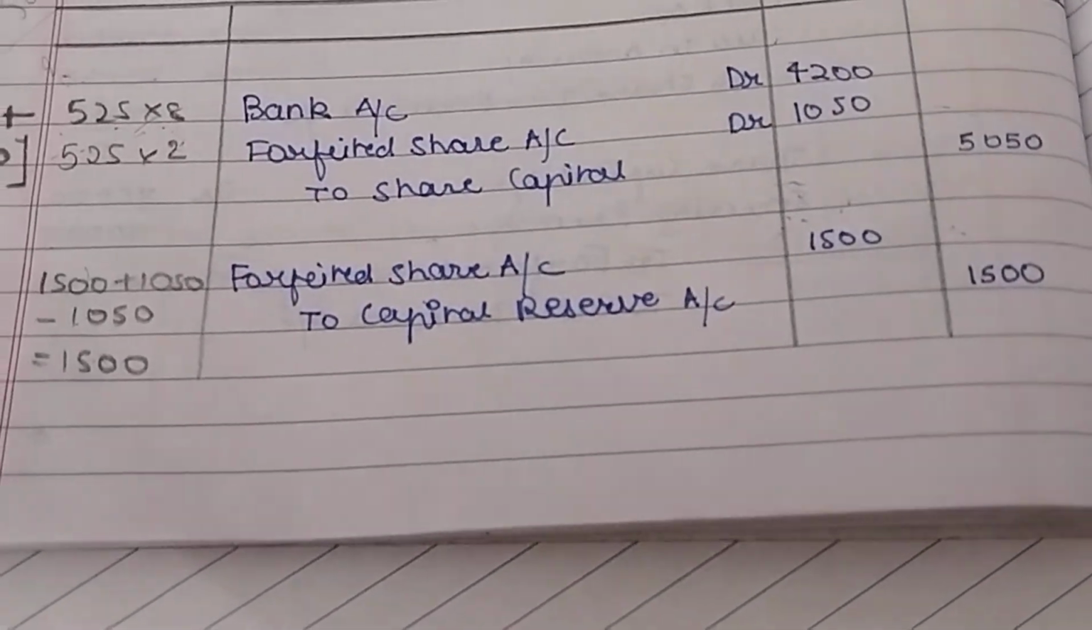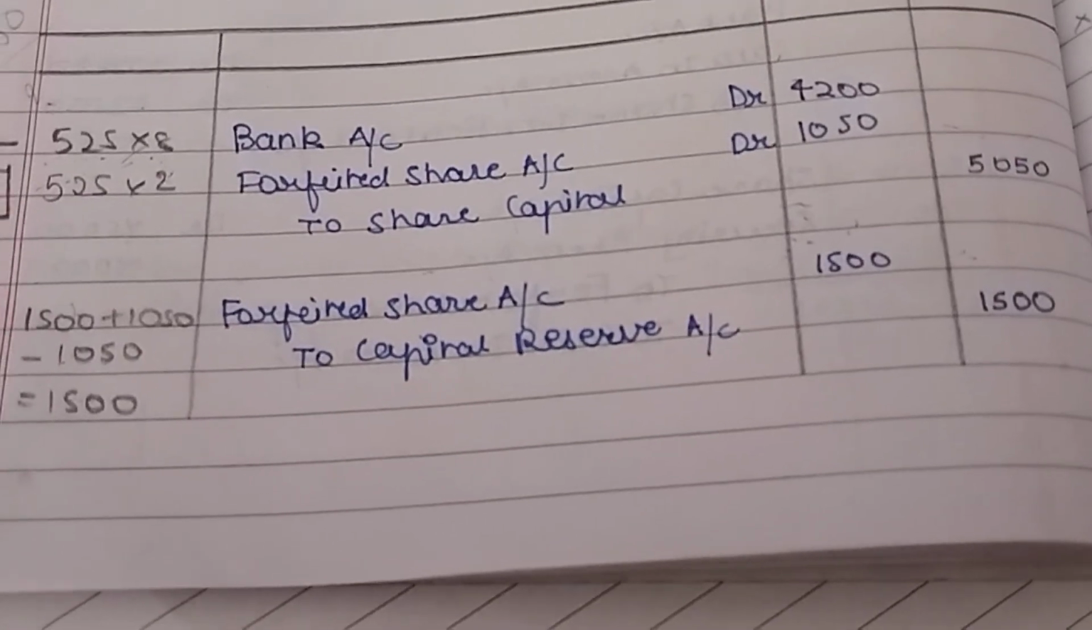Narration being: balance of reissued forfeited share transferred to capital reserve.